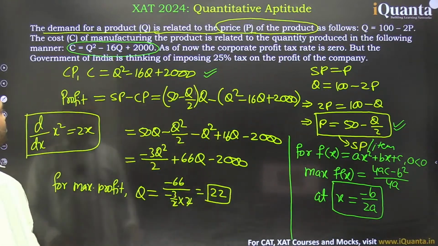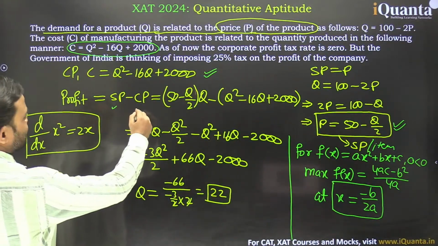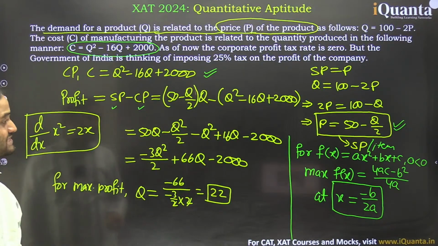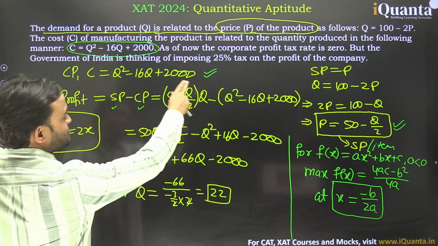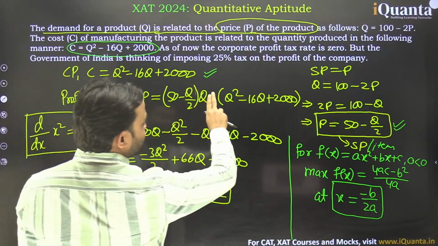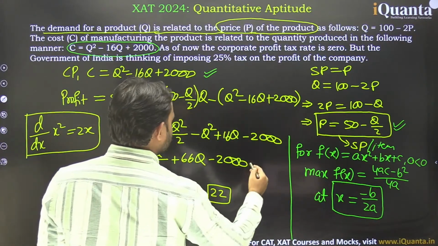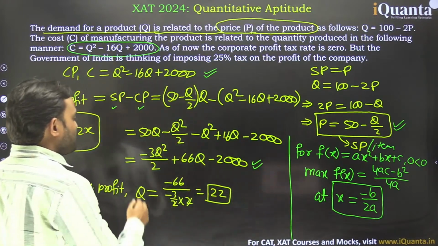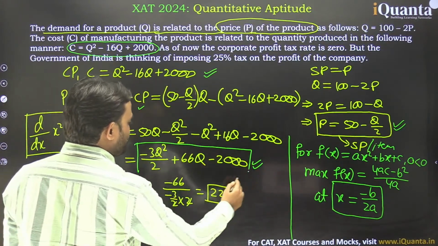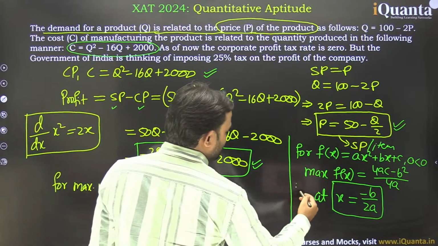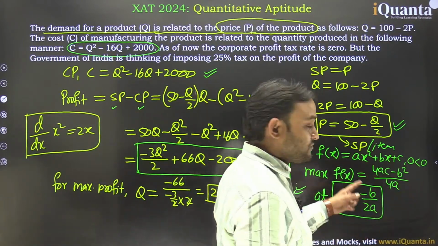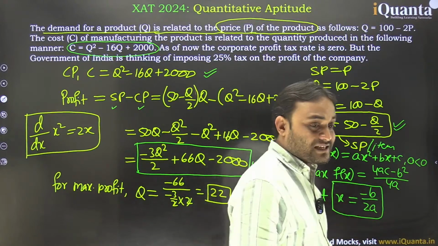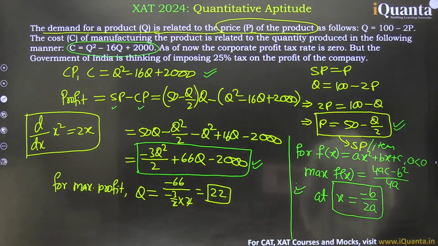So if you want to find profit, profit will be selling price minus cost price. What is selling price? Selling price per item into Q. This is the whole selling price minus the total cost price. So this is profit. So the maximum of any quadratic expression is this value. But where do we achieve it? At x is equal to minus b by 2a.